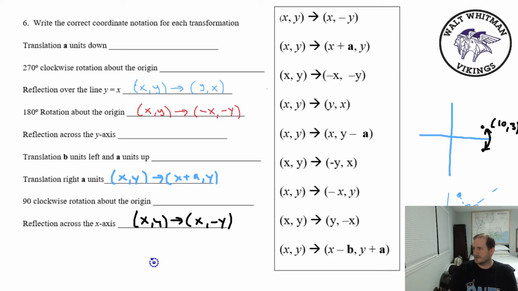Okay, so after that, we have this one. You see this time they're trying to subtract from y. Well, the y values go up and down. So if you subtract and you make my y value smaller, you're just going to drag me down. So that's the translation a units down, which is the first one. So that rule again was xy maps onto.